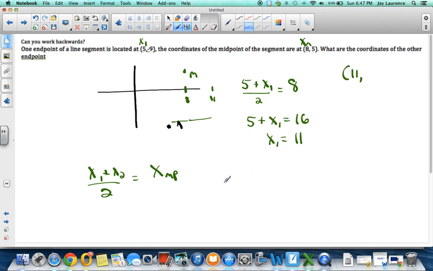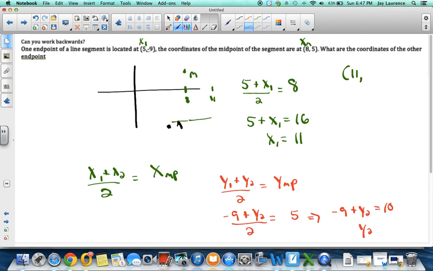Now let's talk about the y's. Okay, I could do y sub 1 plus y sub 2 over 2, and that will equal the y-coordinate of the midpoint. Well, y sub 1 is negative 9 plus y sub 2 over 2, and that has to equal 5. So if I multiply both sides by 2, I get negative 9 plus y sub 2 equals 10. Y sub 2 is going to equal 19. And there you go. And remember, I said it was going to be up here somewhere? It sure is. It's going to be way up there. Yeah, 11, 19.